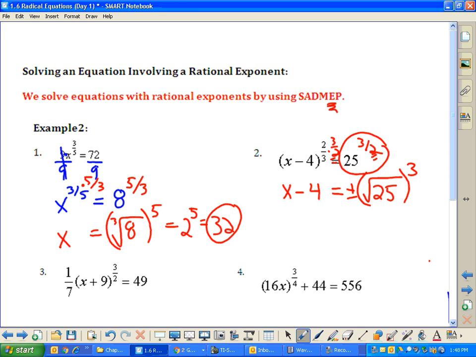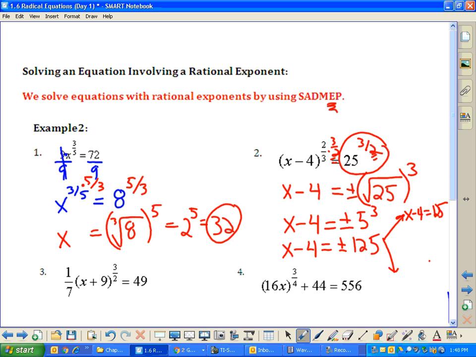So now I can just go ahead, now that I have my plus or minus in there. I know what the square root of 25 is. That's 5. And then I have to cube that still. So I get x minus 4 equals plus or minus 125. Remember, this breaks apart into 2 little mini problems. You have x minus 4 equals positive 125, and x minus 4 equals negative 125.